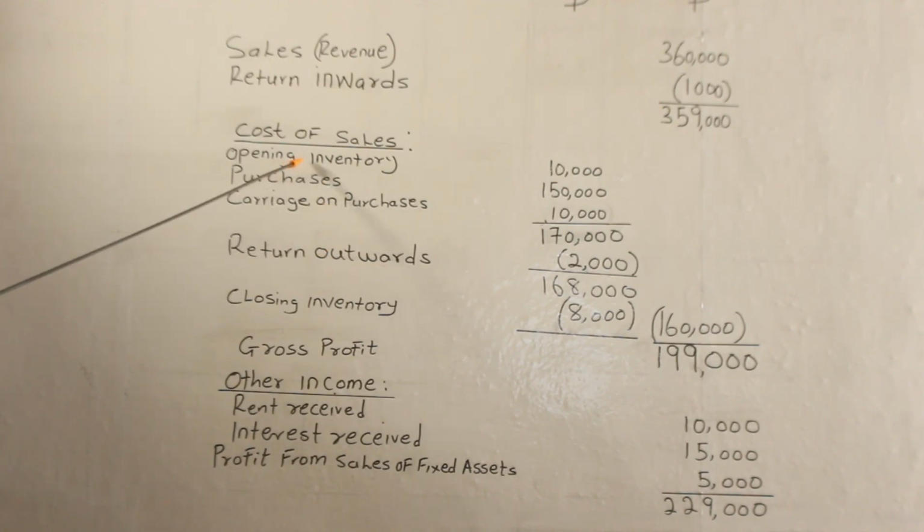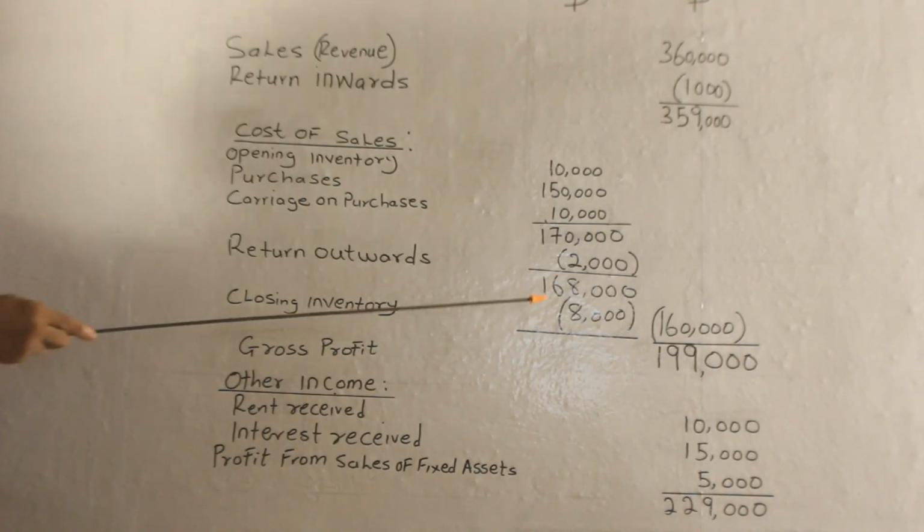So in an exam, there may not be returns outwards, there may not be carriage on purchases, there may not be opening inventory. Sometimes you might have opening inventory, but not have carriage on purchases. Sometimes you may have carriage on purchases, but not opening inventory. Sometimes you may have return outwards, but not carriage on purchases and opening inventory. What we mean is that you should be flexible. In some questions, there may not be closing inventory.